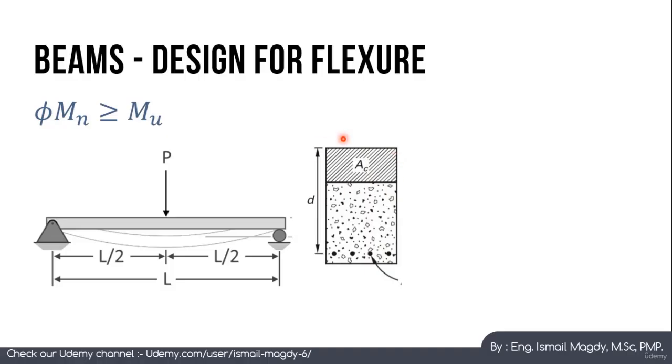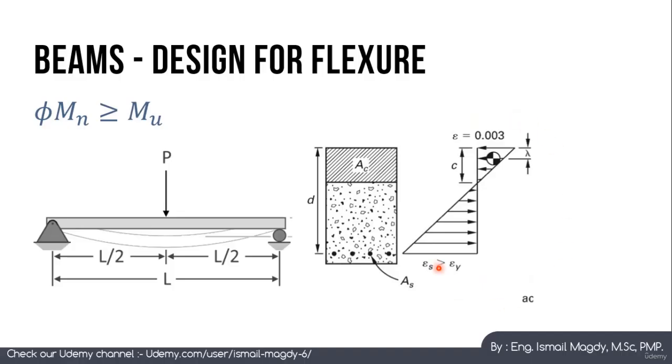Here in the top part, we are going to have compression stresses, and in the lower part, we are going to have tension stresses. In the tension side, you know that we are relying on the steel bars to resist the tension forces, while in the compression part, we are relying on the concrete itself. This is because the concrete has high compressive strength, while it doesn't have a very good tensile strength. That's why for the tension stresses, we are relying on the steel here in the lower part.